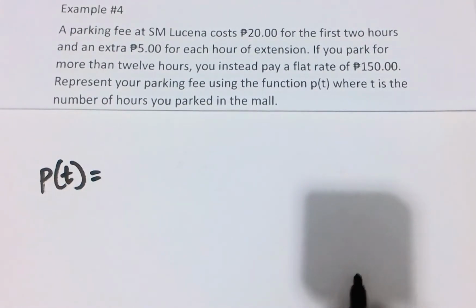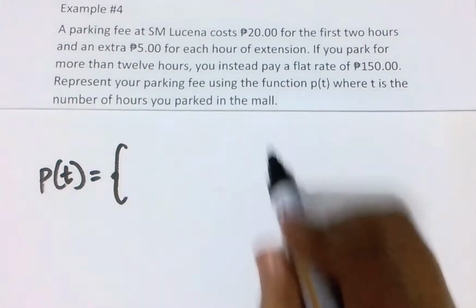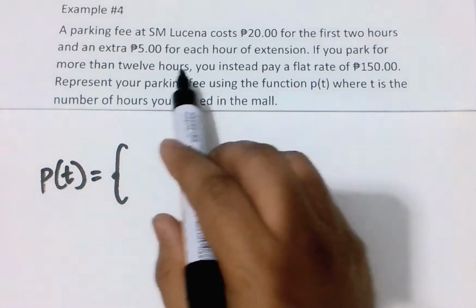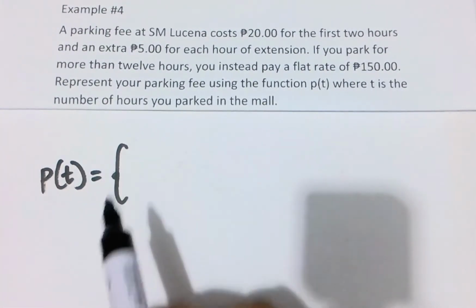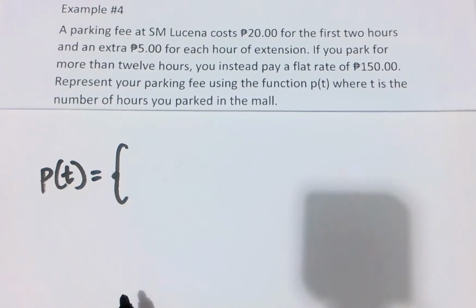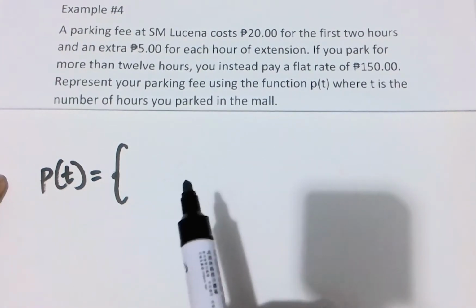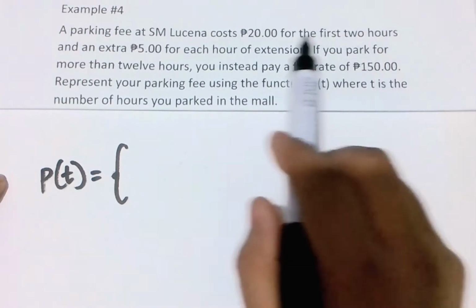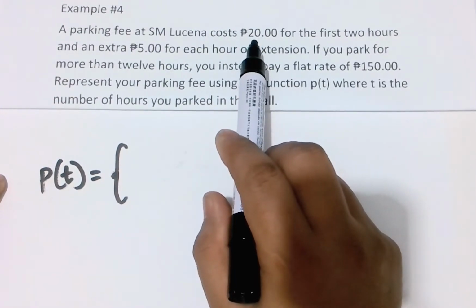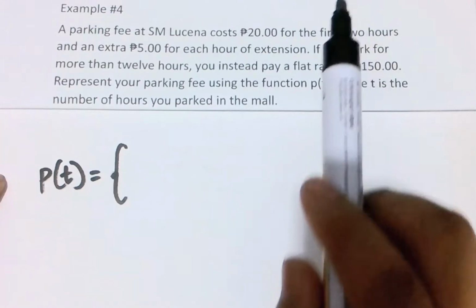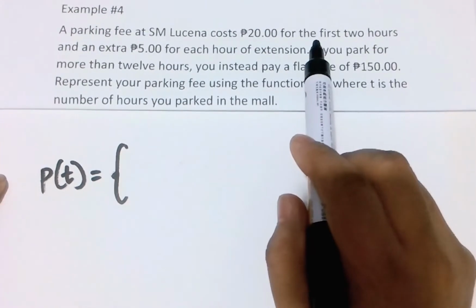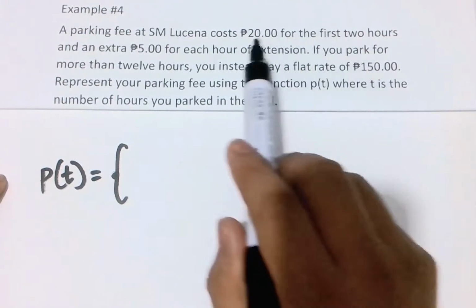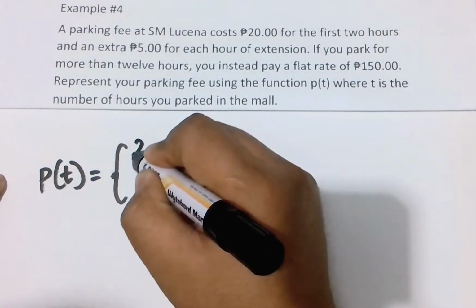Okay. Now, if we will analyze carefully the given example, there are 3 conditions here. So, kung meron tayong 3 conditions, magkakaroon din tayo ng 3 equation or 3 function. Okay? So, isa-isahin natin. Sa first condition, sinabi dito na yung parking fee daw ay 20 pesos for the first 2 hours. So, naka-fix siya sa 20 pesos. Basta, sa loob lamang ng 2 oras. Kahit 30 minutes mo lang yung pinark, or 1 hour, or 1.5 hour, or 2 hours, ang babayaran mo ay 20 pesos. So, ilagay natin dito, 20 pesos.